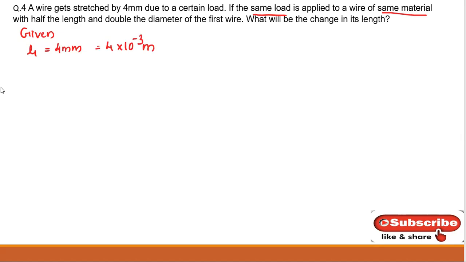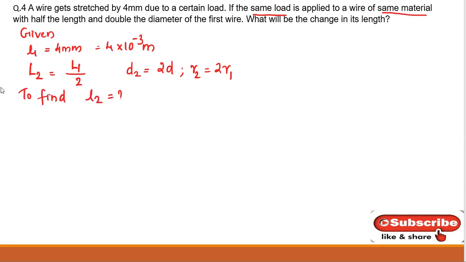Now the length of the second wire, that is L2, is half the length of the first one. Okay, so L1 upon 2. And the diameter of the second wire is double the diameter of the first one. If the diameter is double, then the radius is also double the radius of the first one. These things are given in the question. We want to find out its length, L2.